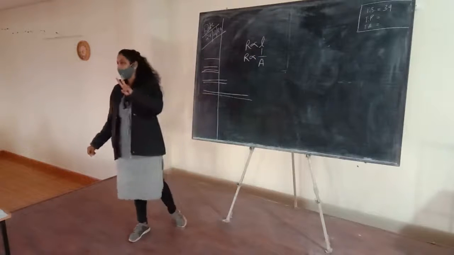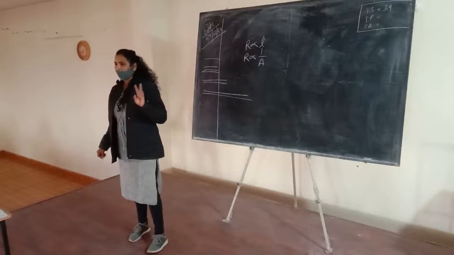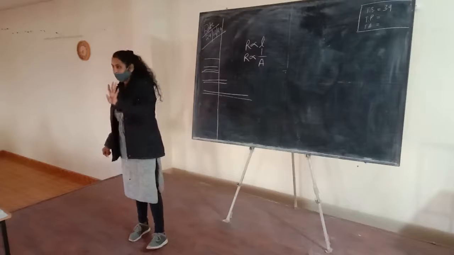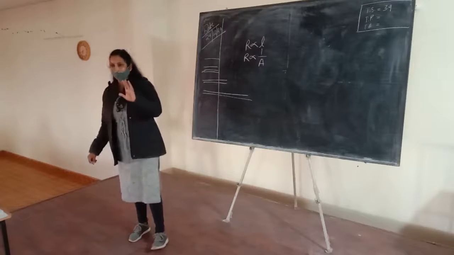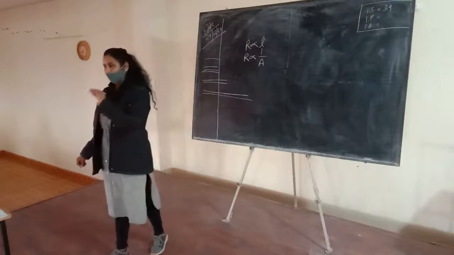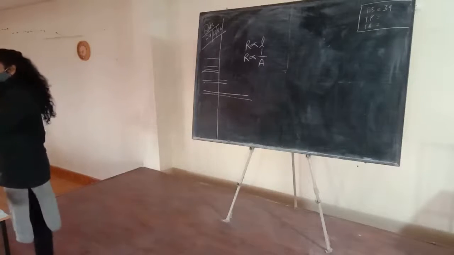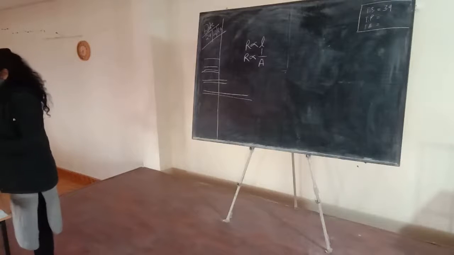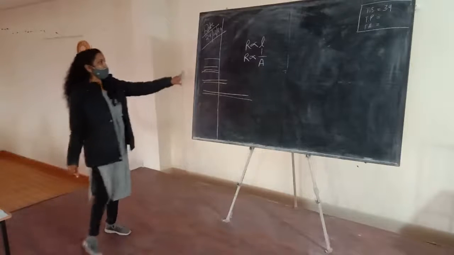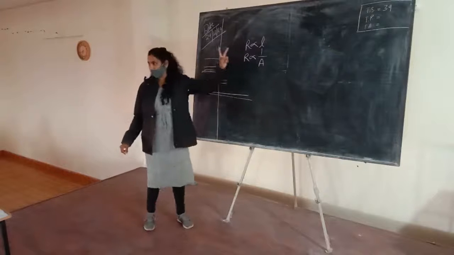The other two factors are the nature of the material and, the fourth one, temperature. By increasing the temperature, the resistance of most metals increases, but for alloys, changing the temperature does not change the resistance. So these are the factors on which the resistance of a wire depends.